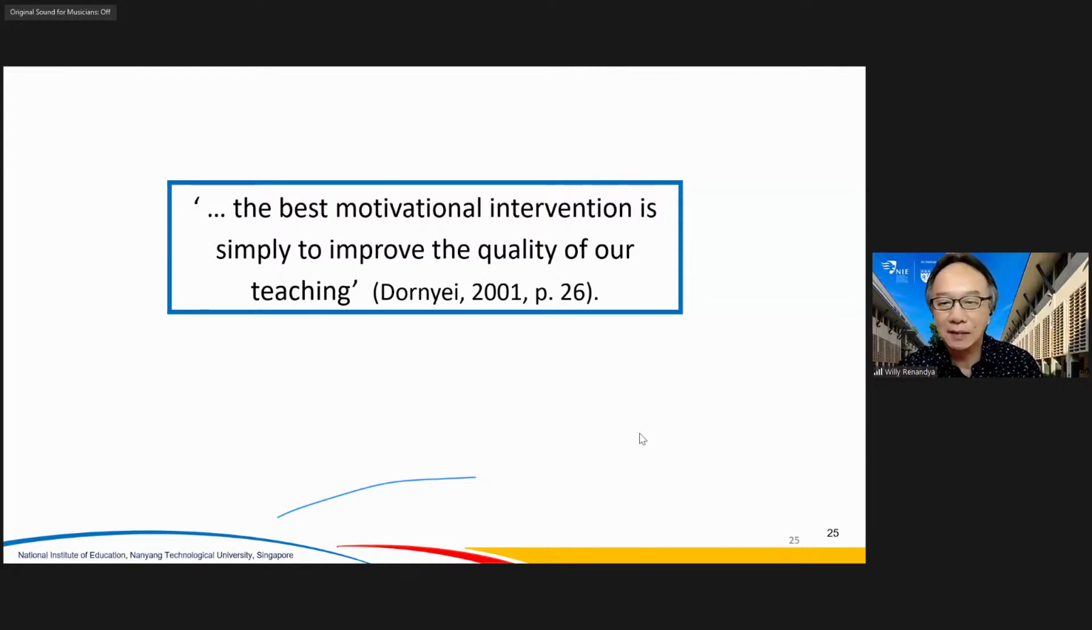Hey, Bu Hasti dari Sarjana Wiyata is here. Good to see you, Bu.